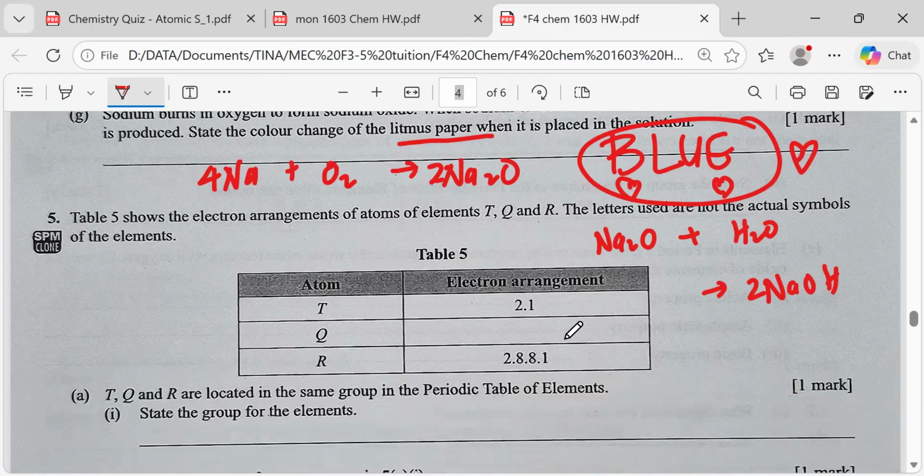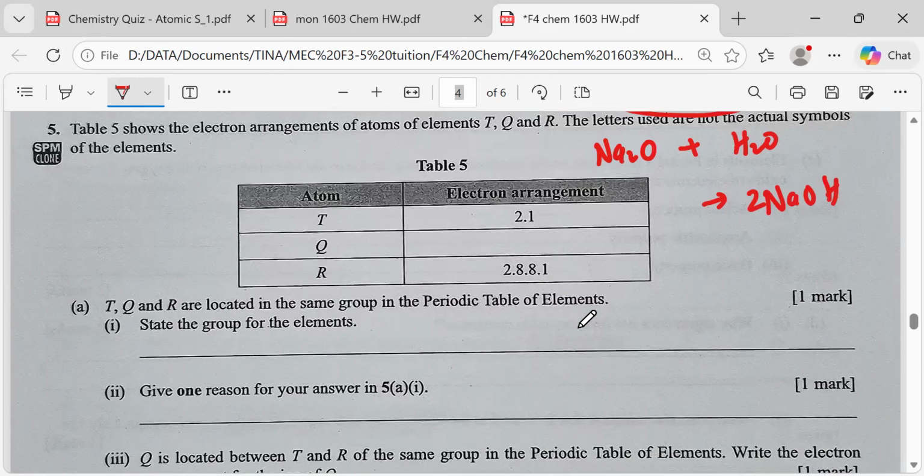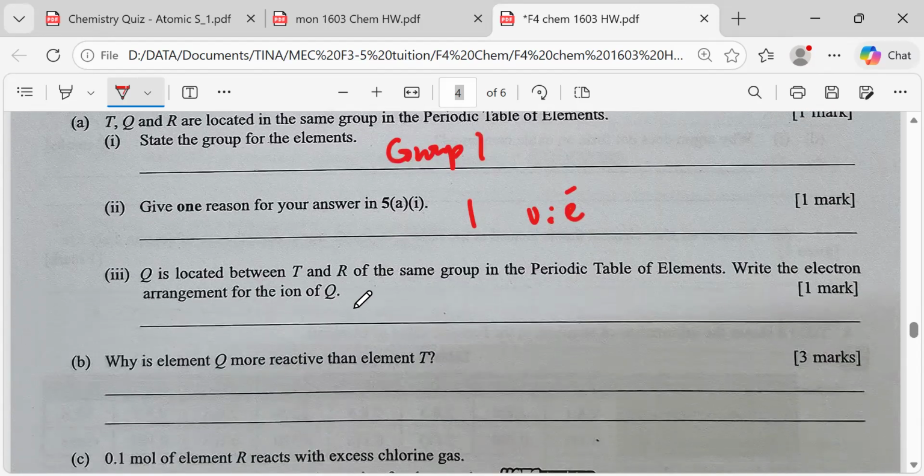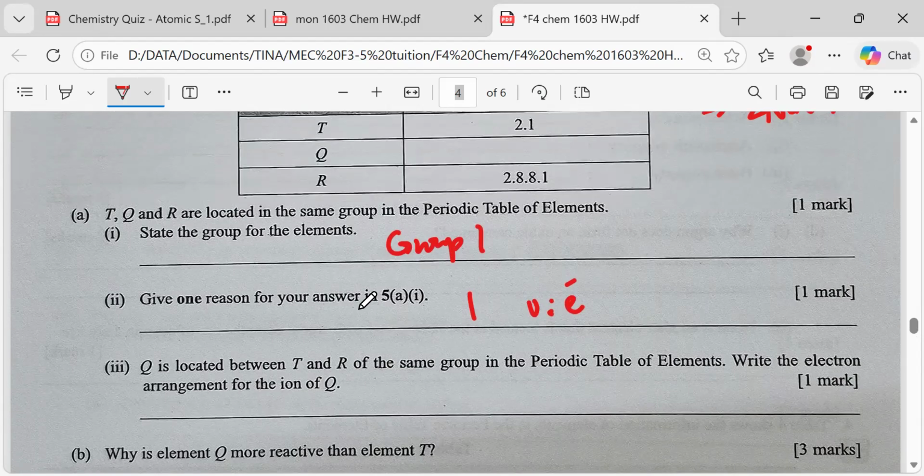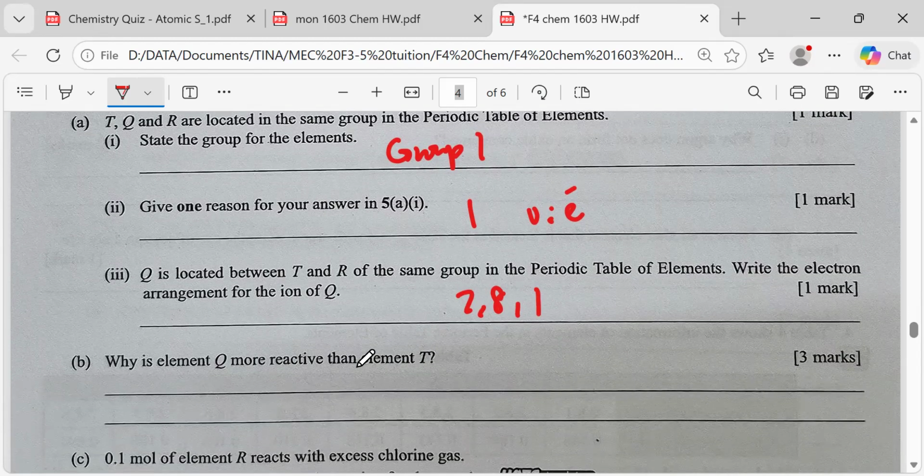Okay, T and R. So this one, T, Q and R are located in the same group of the periodic table. State the group of the elements. Group 1. Reason for your answer: one valence electron. Correct? Easy, yeah? Okay, Q is located between T and R. Write the electron arrangement. If you don't know this also, we can start crying. 2, 8, 1. Okay, got it? Why is element Q more reactive than element T?